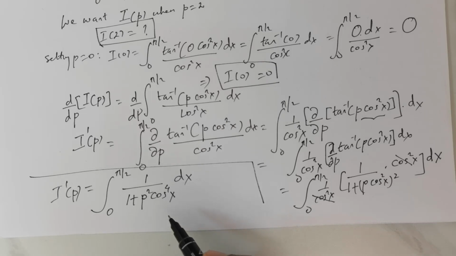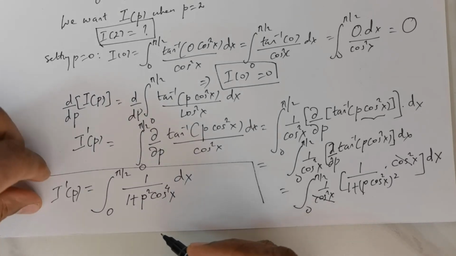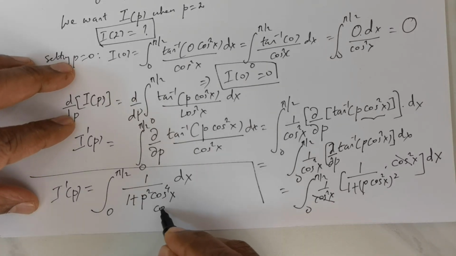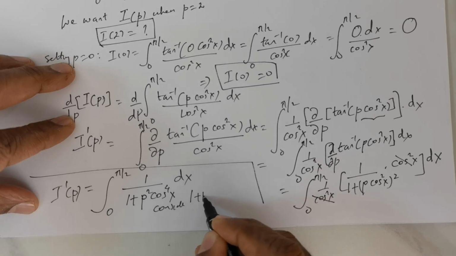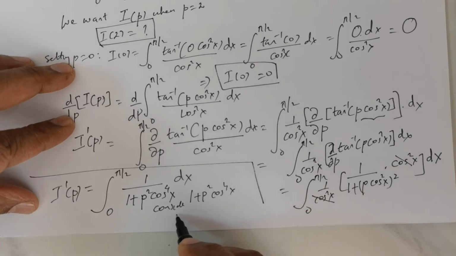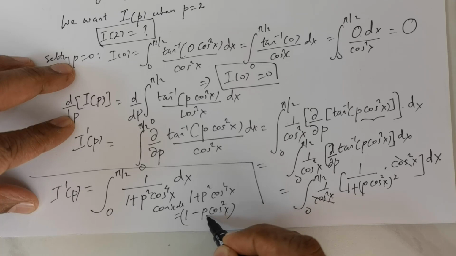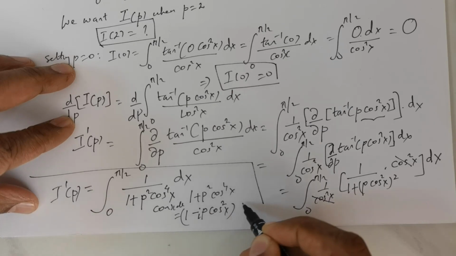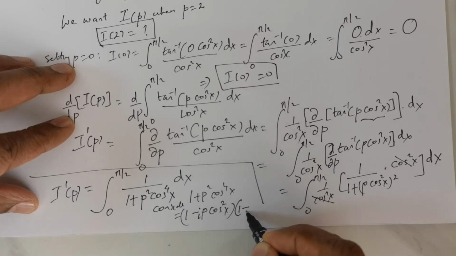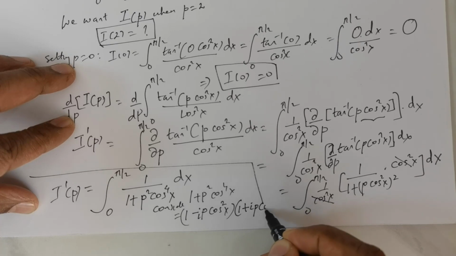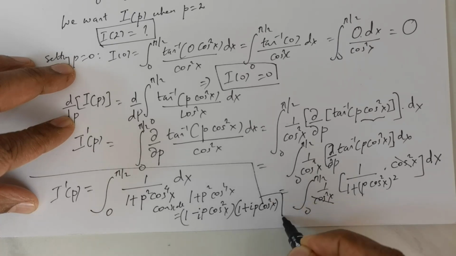Now what are we going to do? We will have to utilize complex numbers. We will have to split this. Now how am I going to split this? Consider 1 positive p squared cos to the power of 4x. So can I rewrite this as 1 negative I times p times cos squared x multiplied with 1 positive I times p times cos squared x? Can I write it like this?